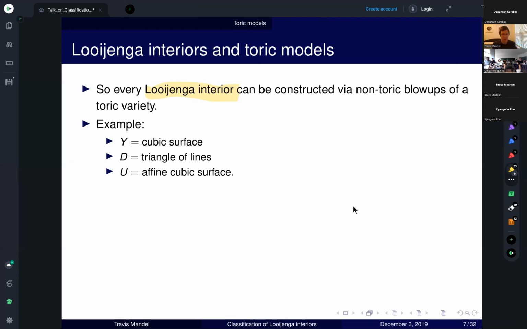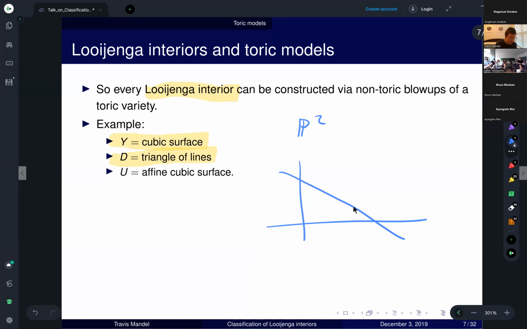So one example, consider where Y is a cubic surface, D is a triangle of lines, and then U is the affine cubic surface. So a toric model for this is we can start with P2 and D is a triangle of lines. So here's our D. So we could say these are maybe the x-axis, y-axis, and the axis at infinity, or z-axis.